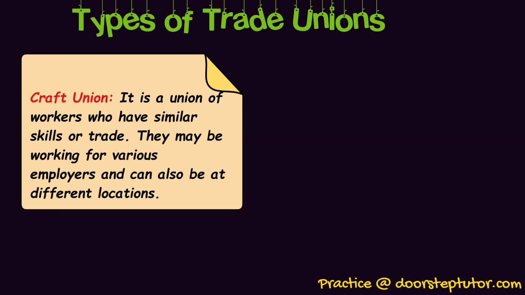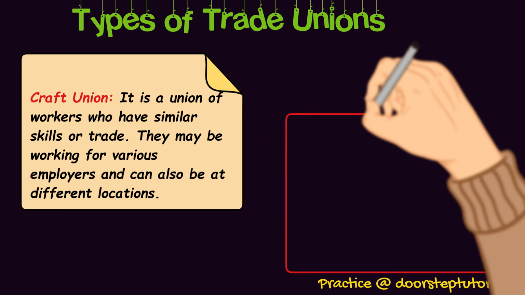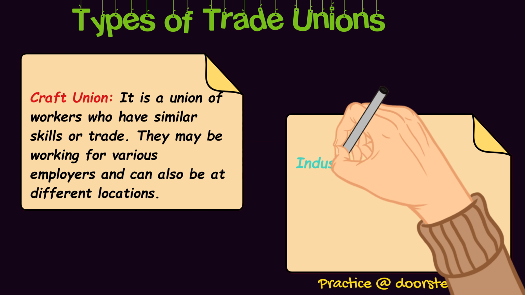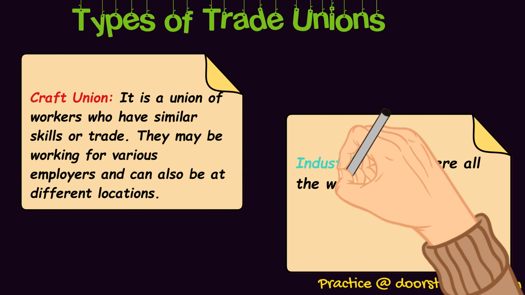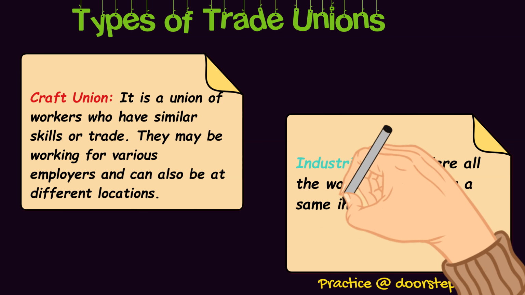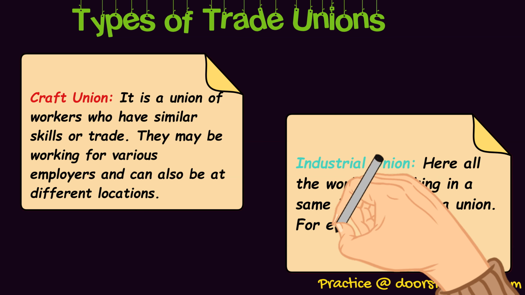Okay, so here the point to remember is that the people are having similar skills. Like plumbers, carpenters and all, they have similar skills and they are working for different employers, and can also be at different locations, but they are basically a part of a craft union. Now industrial union, here what happens is all the workers working in the same industry form a union.